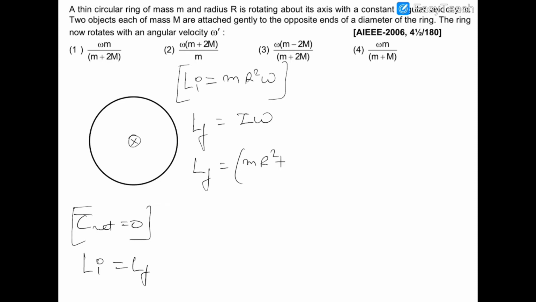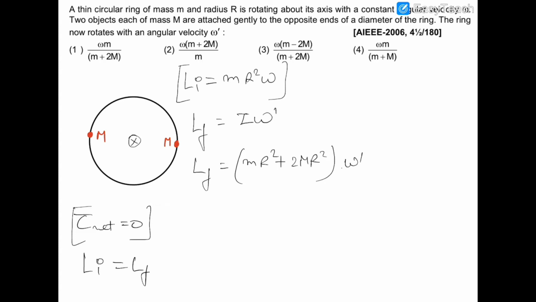Here is one mass, this is M, capital M, and this is the second mass. This is also capital M. Now if these masses are attached on these diametrically opposite points, then you can see that the distance of each mass from the center of the ring is r, and therefore the moment of inertia of any one of them is mr square. So the moment of inertia of both of them is 2mr square, into omega dash, where omega dash is the new angular velocity.